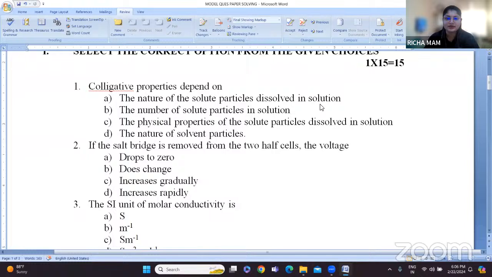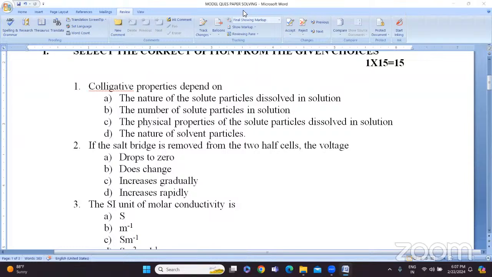Chemical kinetics. I have solved it. If you have not attended the previous session, I have solved the numericals. Priyanka has answered A. So the correct answer is B.